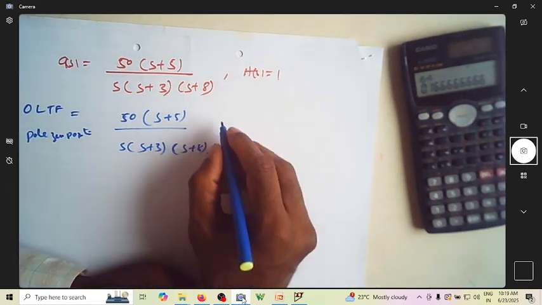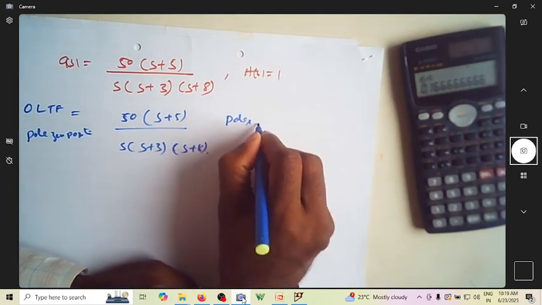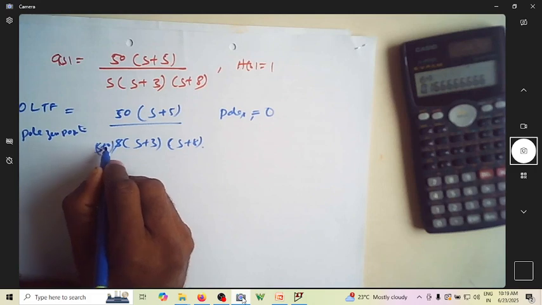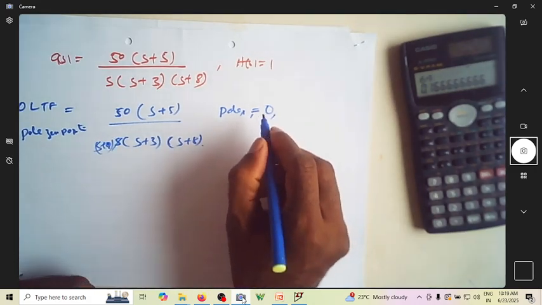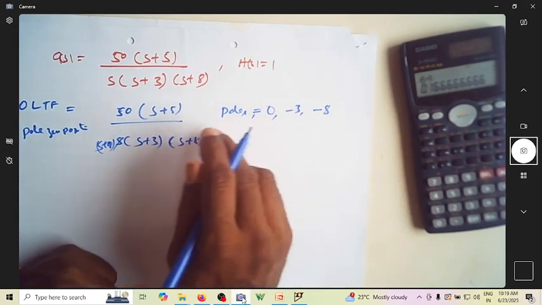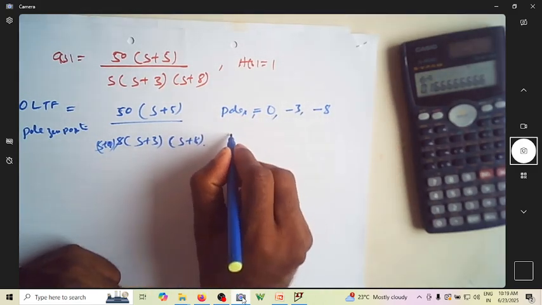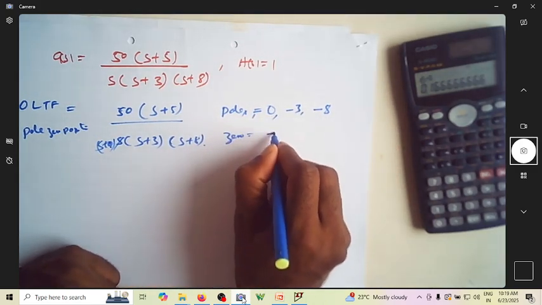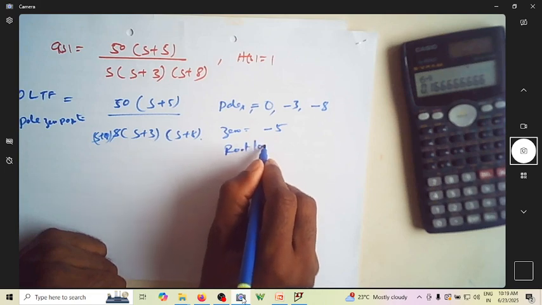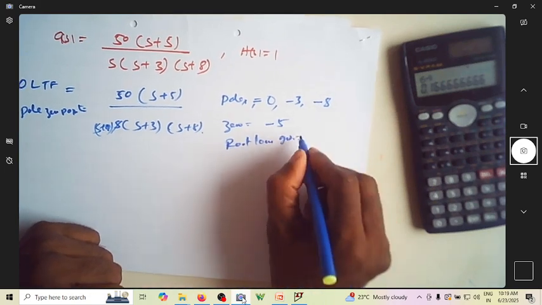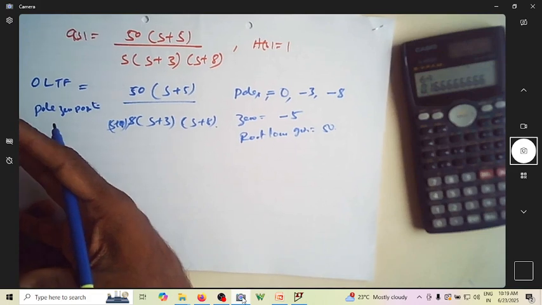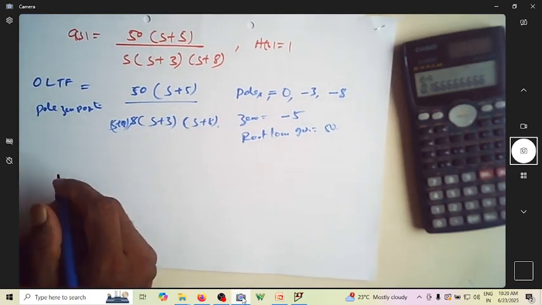So where are open loop poles? Poles are at origin, because this can be written as s plus 0. So this is your pole position. One of the poles is at origin, other pole is at -3, one more pole is at -8. These are all open loop poles. What is the zero position? The zero position is at -5. What is the root locus gain? Root locus gain is 50.